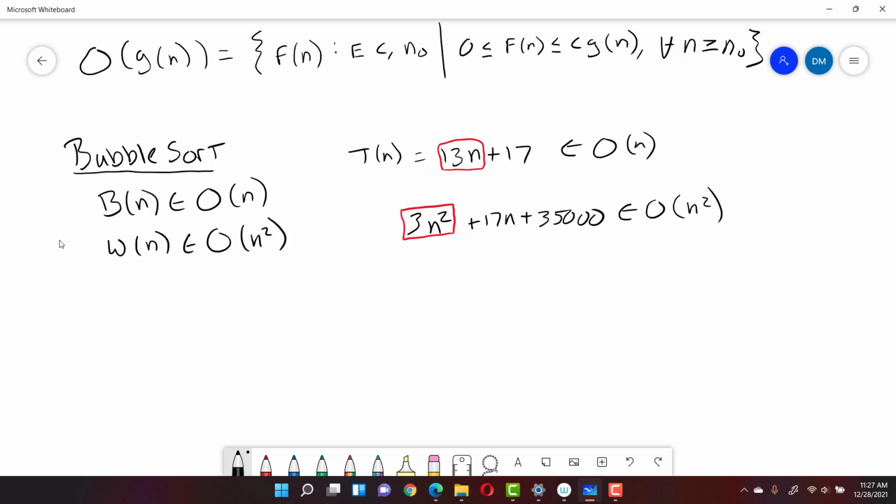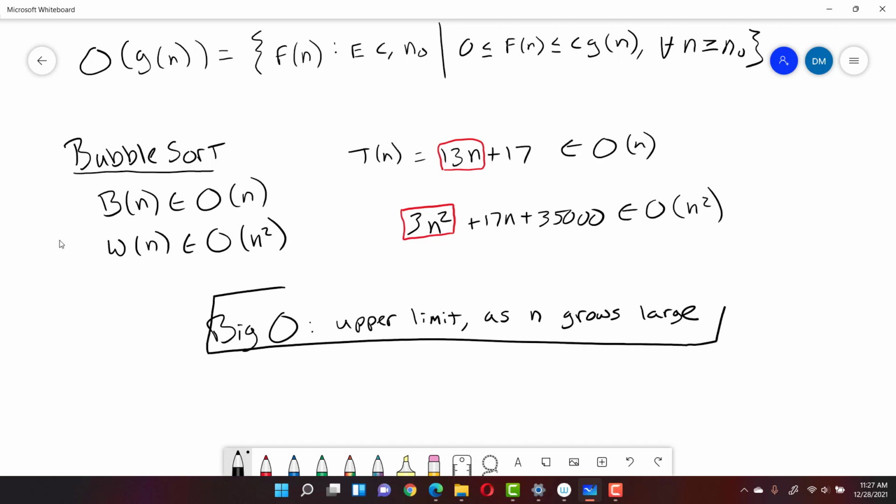All right? So big O is not so mysterious. It's just an upper limit on the behavior of a function or the growth of a function as our value of n grows large. Okay, so it puts sort of a cap on the behavior of a function. It gives us a way to classify it in the worst case. So hopefully that helps a little bit to understand big O.